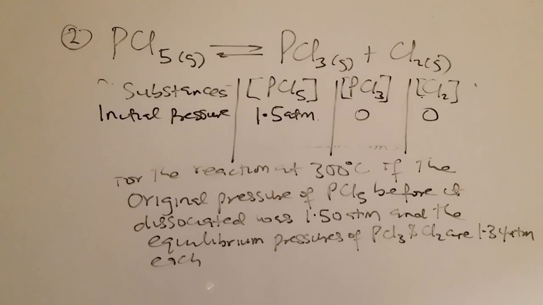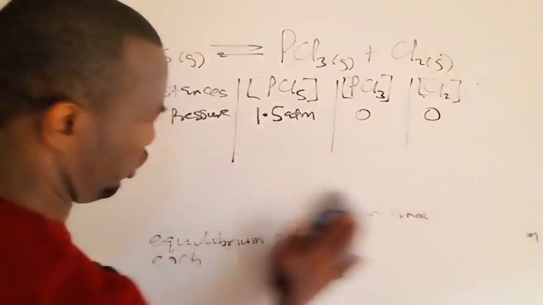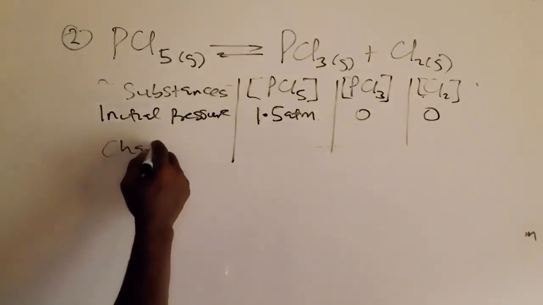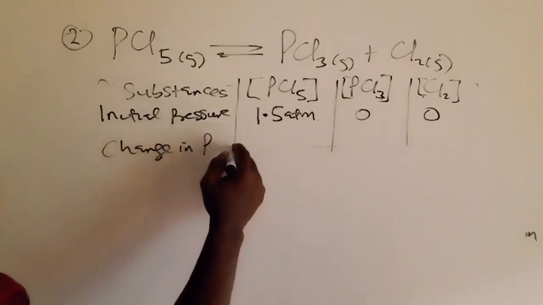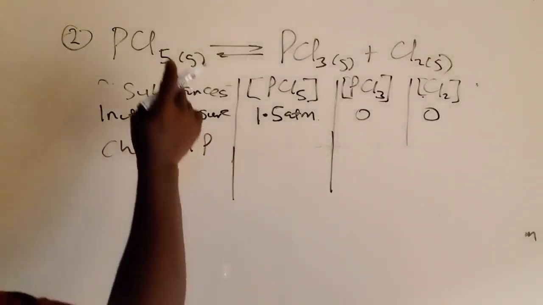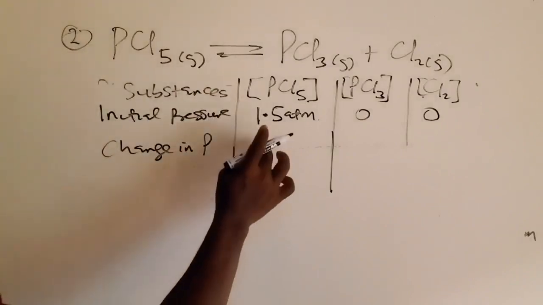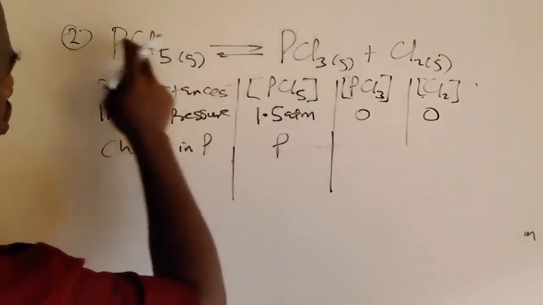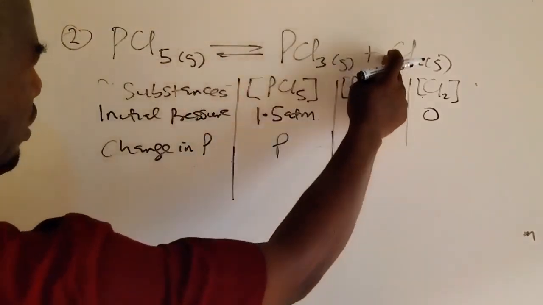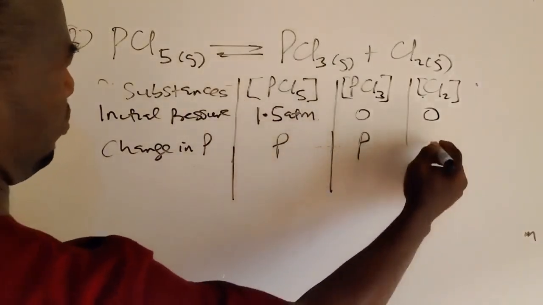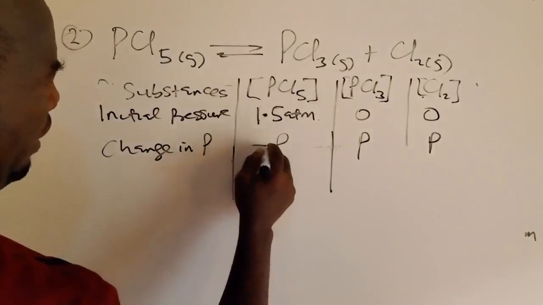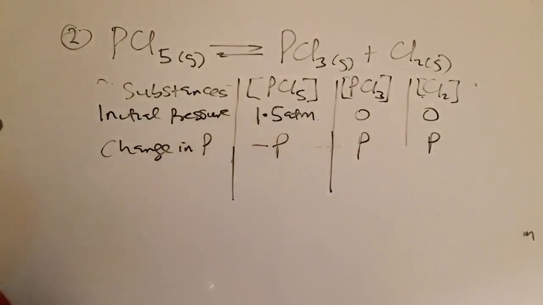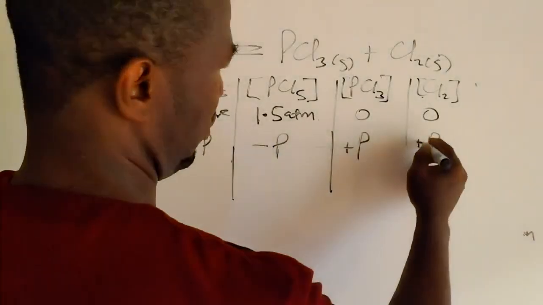Now let's go to the change in pressure, which corresponds to change in concentration. Let's say the pressure of this one is P mole. The ratio is 1:1:1, as we have learned before, so P of this and also P of that. We'll say minus, because this one is losing to produce this and that. So you have plus here and plus here.